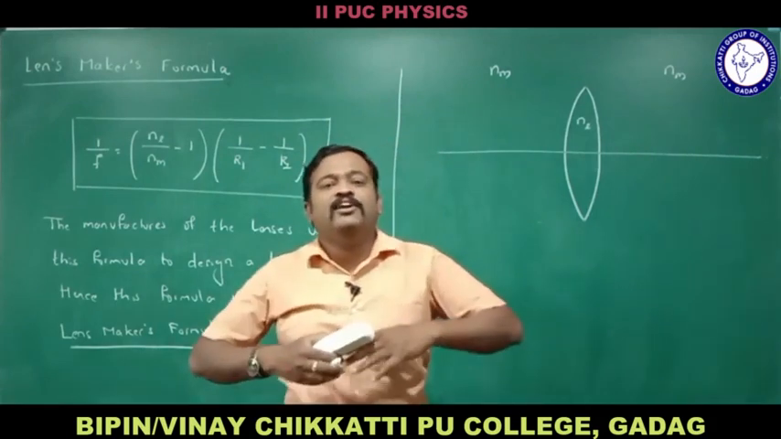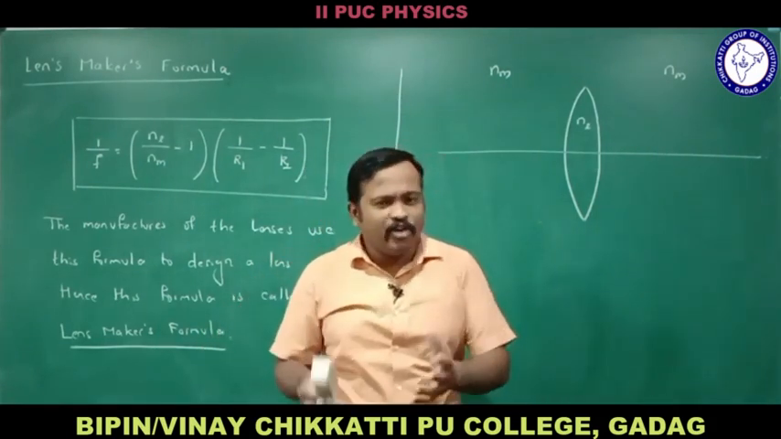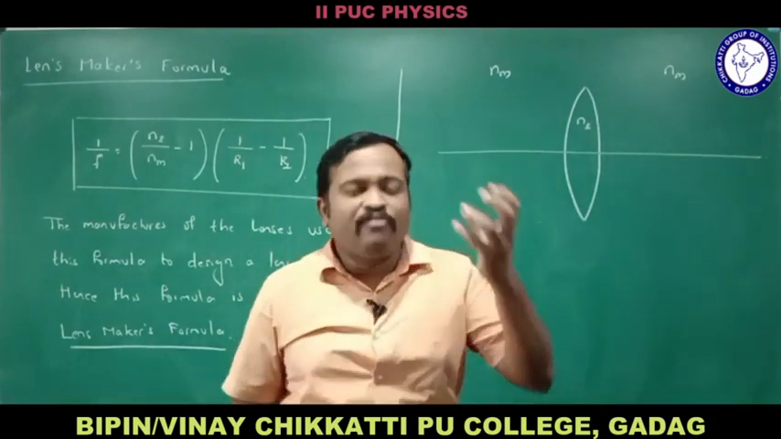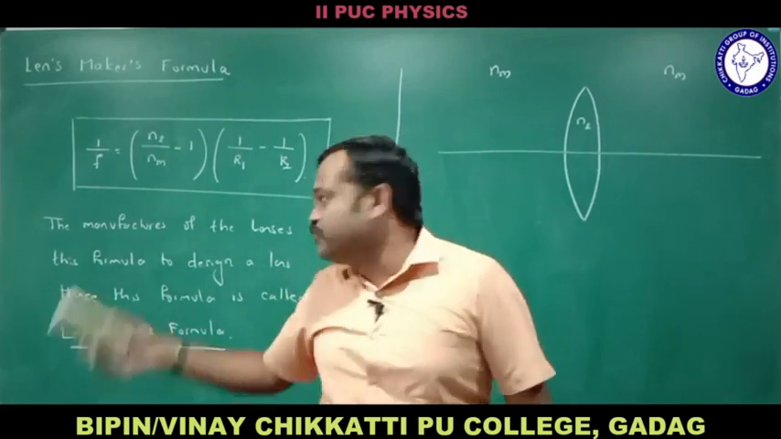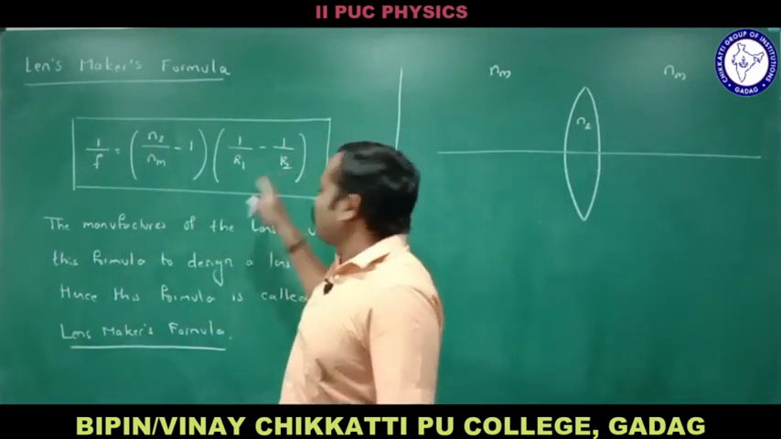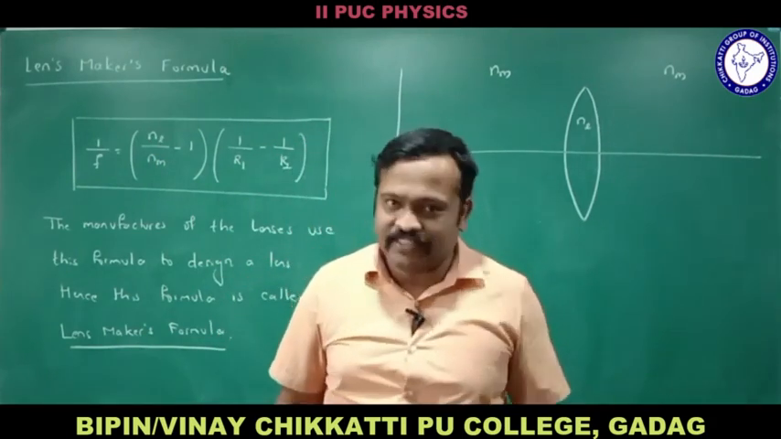So we need to design the focal length to a particular value. If you want to manufacture a lens of a particular focal length, we can use this formula. We understood NL, NM. What are R1 and R2? R1 and R2 are the radii of curvature of the two spherical surfaces.